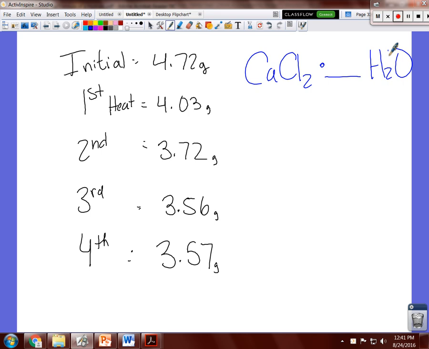So would you continue heating? Did it drop from the second to the third? Yes. So would you continue heating? Yes. Now this last one looks a little weird. Why does it look a little weird? It went back up. But here's the bottom line. Do you think that could be due to a balance malfunction? Or to a slight alteration in the balance? Sure. But here's my major question. Did it stop decreasing? Yes. So could you say definitively that all of the water has been driven off by this point?